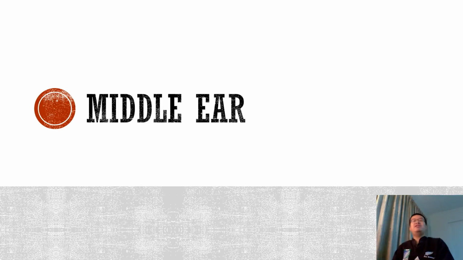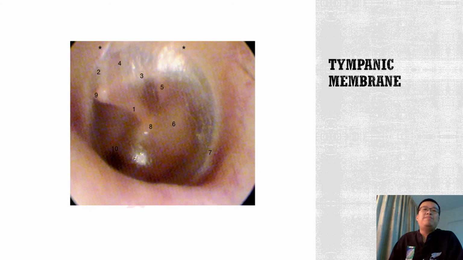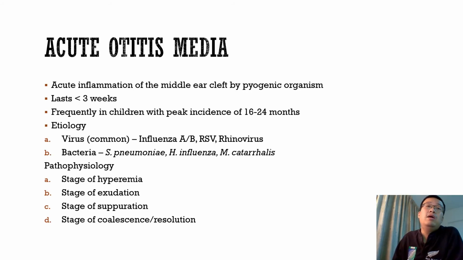Okay, so we're done with the external ear. Let's go on to the middle ear. So middle ear, this is your tympanic membrane. This is the left ear. Very nice looking tympanic membrane. It's normal. Let's start with acute otitis media.